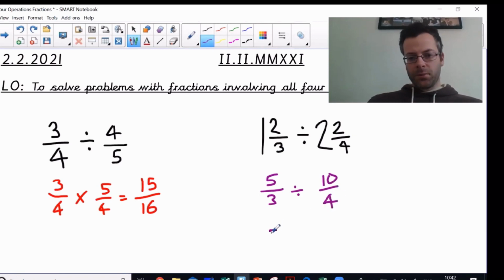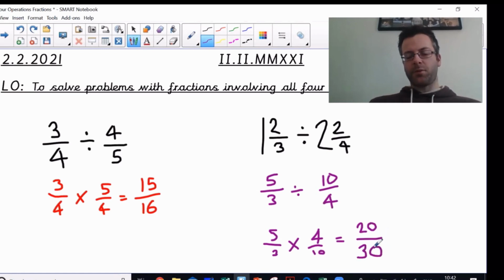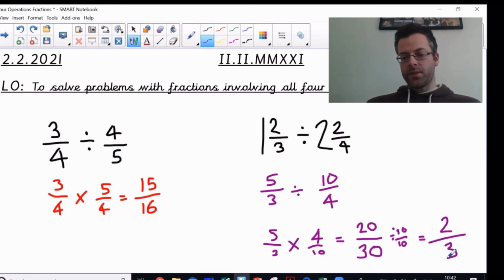Then I'm going to keep, change, flip. So 5 times 4 is 20. 3 times 10 is 30. And then we're looking at simplifying. Well, I can divide those both by 10, can't I? I can divide it by 10/10. And I get the answer 2/3.